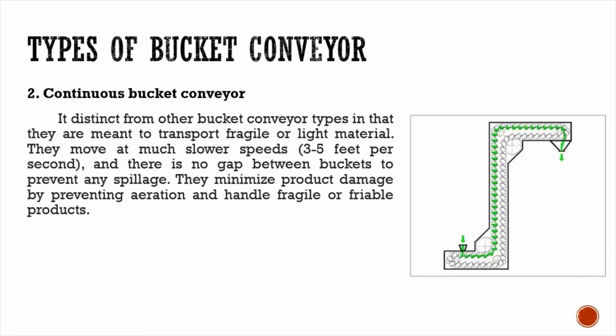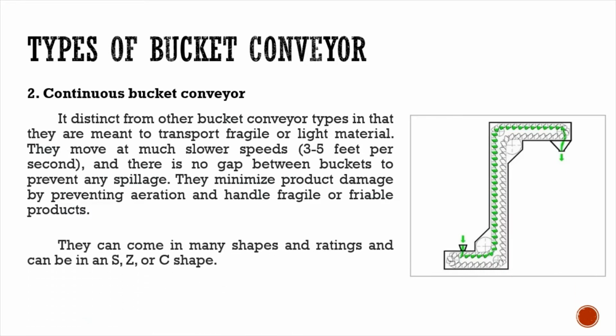Next is a continuous bucket conveyor. It is distinct from other bucket conveyor types in that it is meant to transport fragile or light material. They move at much slower speeds, 3 to 5 feet per second, and there is no gap between buckets to prevent any spillage. They minimize product damage by preventing aeration and handle fragile and friable products. They can come in many shapes and ratings and can be in an S, Z, or C shape depending upon need. Defined uses are in plastics and mining industries, severe duty uses, and other applications that require minimal agitation.